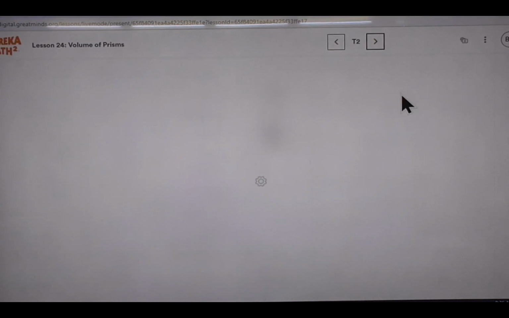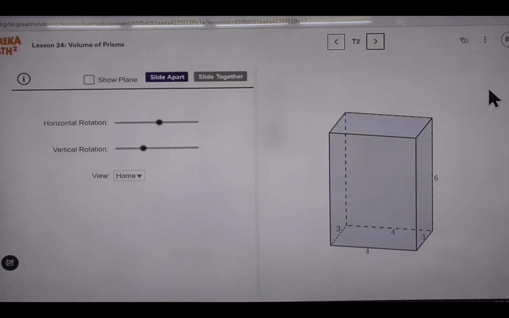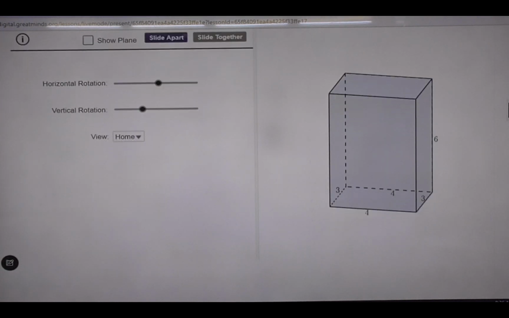Here we go. Next thing, as you can see, the title of this lesson is Volume of Prisms. So we have a prism that you can see here, where we have a 3, a 3, a 4, a 4, and then a 6. Can you please find the volume of this prism? Yep. Find the volume.